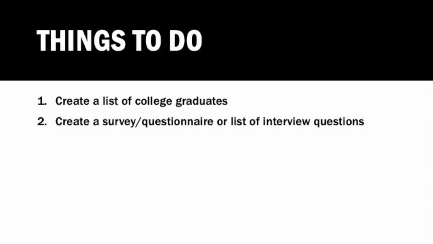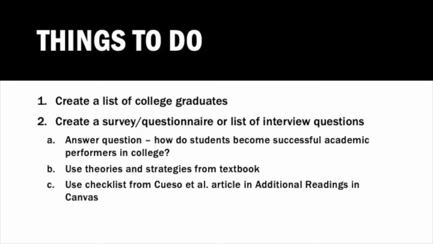Remember that each question should attempt to discover how students become successful academic performers in college. Here's a helpful hint when designing your questions. Our course has information regarding the theories, strategies, and principles that can be used to help students learn. Use these strategies, theories, and principles as a guide or in your questions. The Cusio and Others article in the additional readings list in Canvas has a checklist of principles students should use to be successful, and each theory and strategy is labeled in our textbook. Use these as ideas to craft your questions.